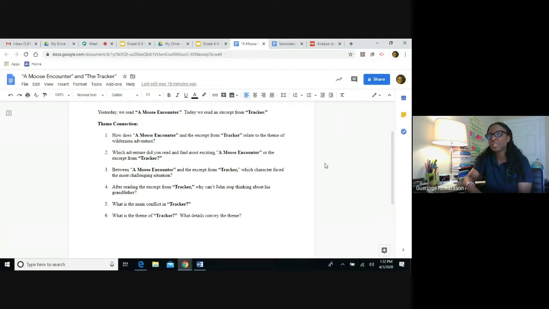4, after reading the excerpt from Tracker, why can't John stop thinking about his grandfather? We were told something about the grandfather in the introduction, but after you read those 5 paragraphs, try to answer that question for me. Number 5, what is the main conflict in Tracker? And lastly, what is the theme of Tracker, and what details convey the theme?